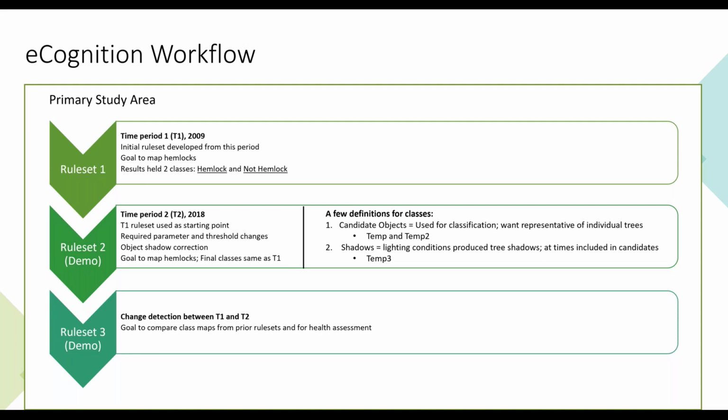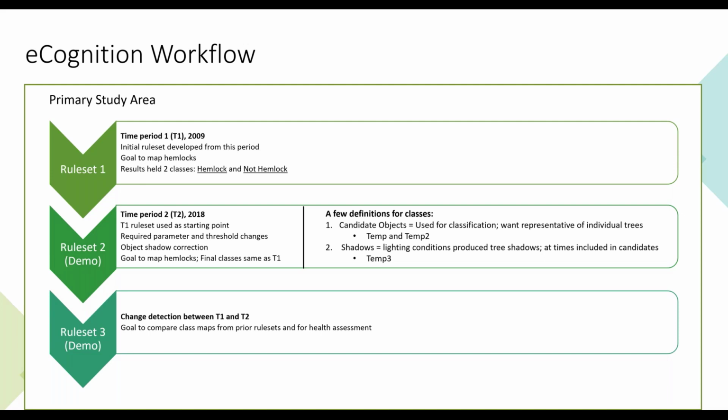A few definitions to keep in mind as far as classes I used when running the rule set. First, temp and temp2 are used for holding candidate objects, which will be used for that knowledge-based classification at the end of processing, and are objects I want to be as representative as possible to individual trees. The temp3 class was used to hold shadows in the imagery and allowed me to refine those candidate objects.